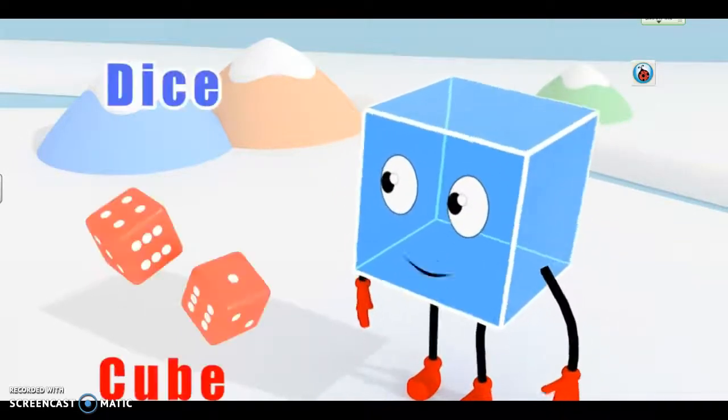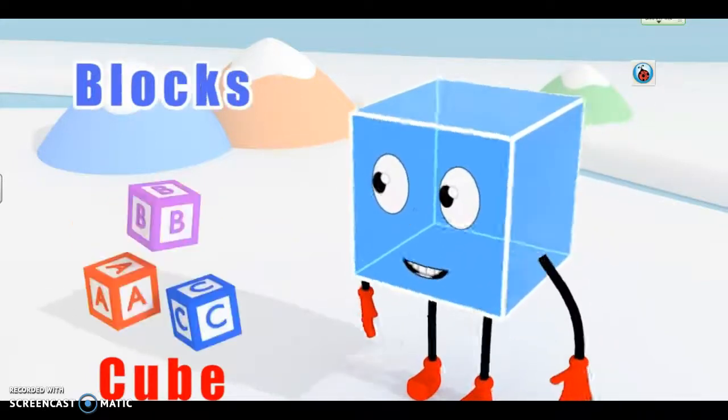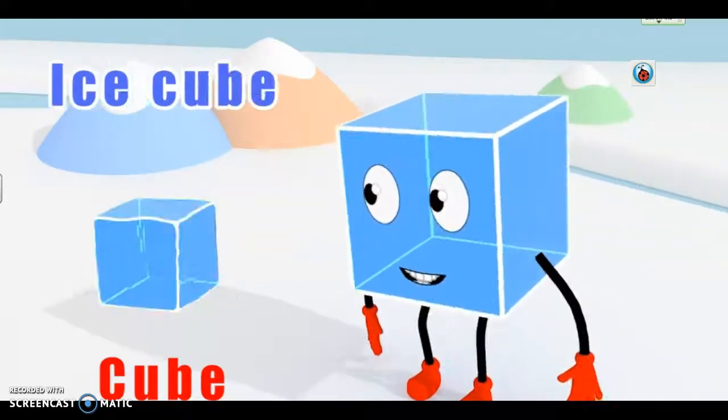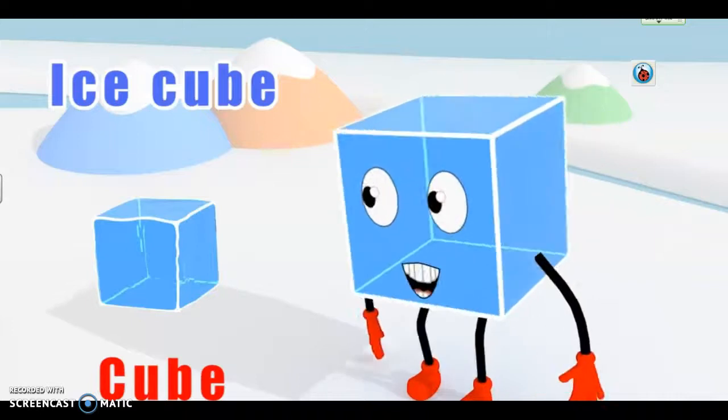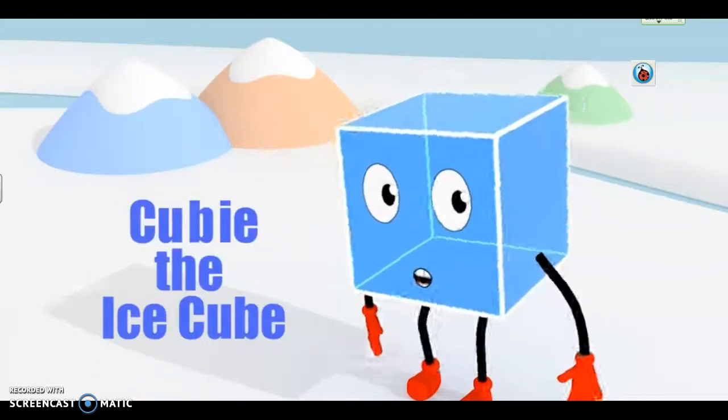Other things have my shape, and I think that is great. Dice can have the shape of a cube. A box can have the shape of a cube. Blocks can have the shape of a cube. An ice cube can have the shape of a cube. I'm QB, the ice cube.